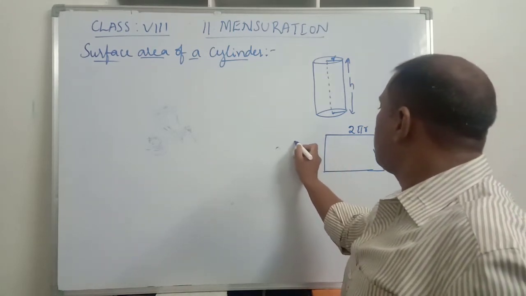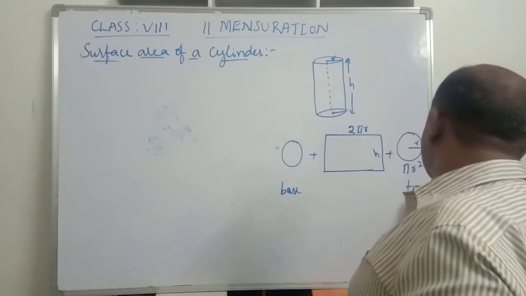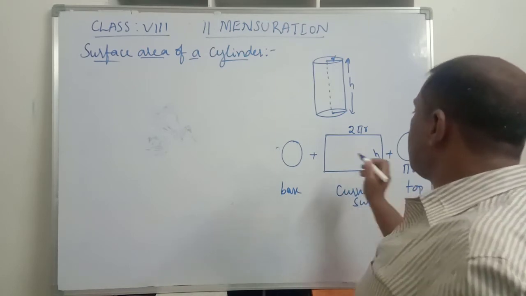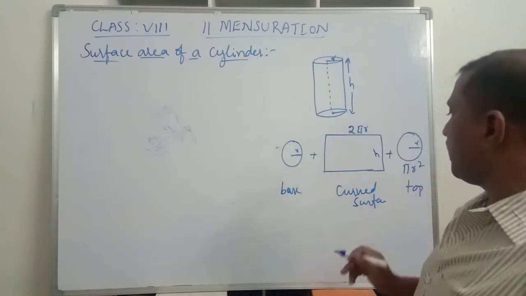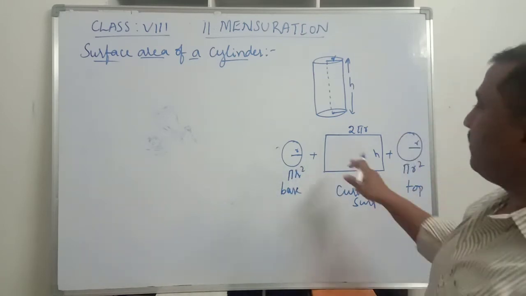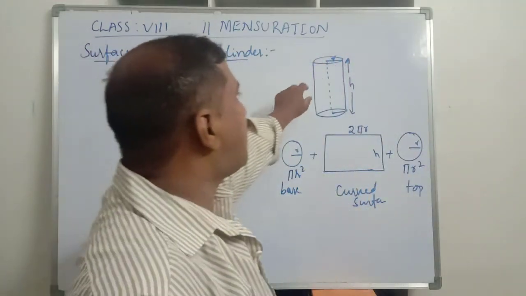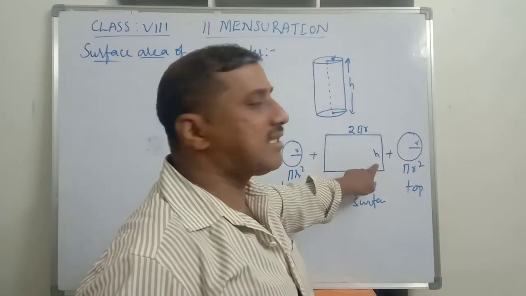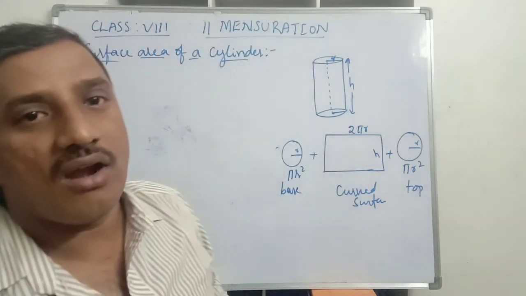And here we have the base surface, the top surface, and the curved surface. We have 3 faces. These two, the bottom surface and the base surface, are identical and circular in shape. So the area of the base or the area of the top is equal to pi r square, and this curved surface made into a rectangle, where the breadth of the rectangle is the height, and the length of the rectangle is the circumference of the circular surface.